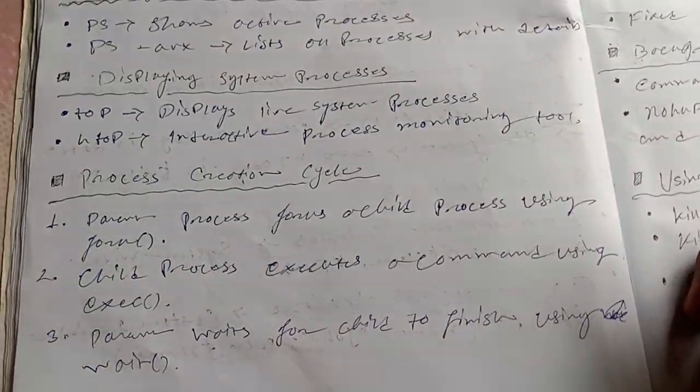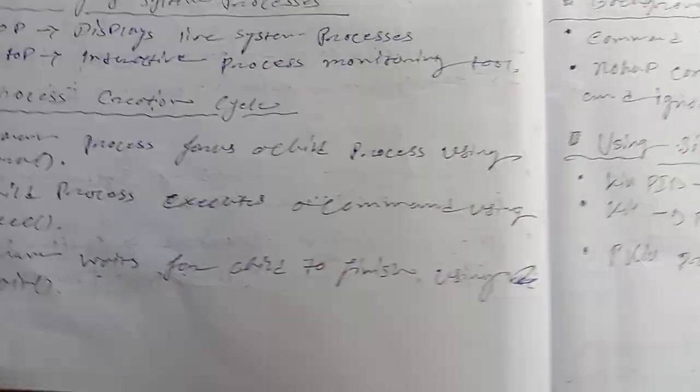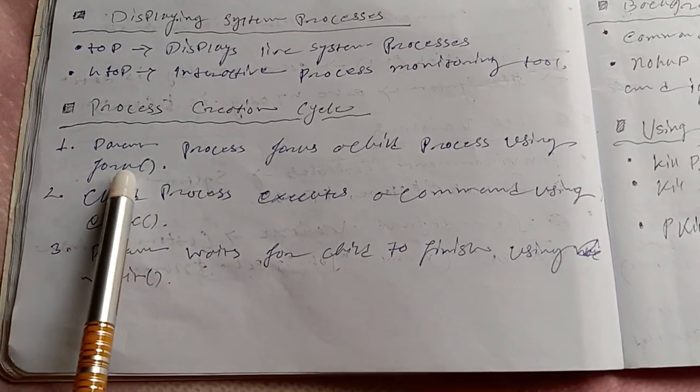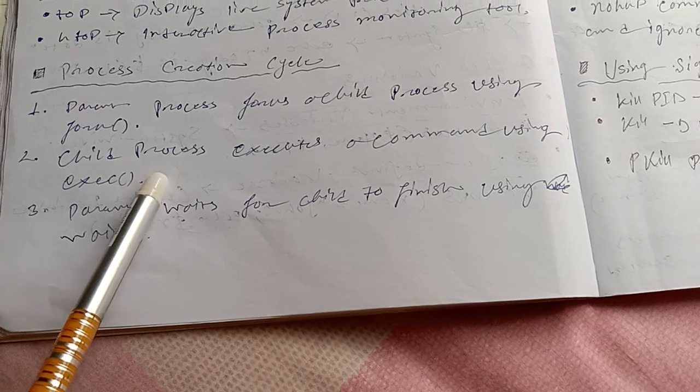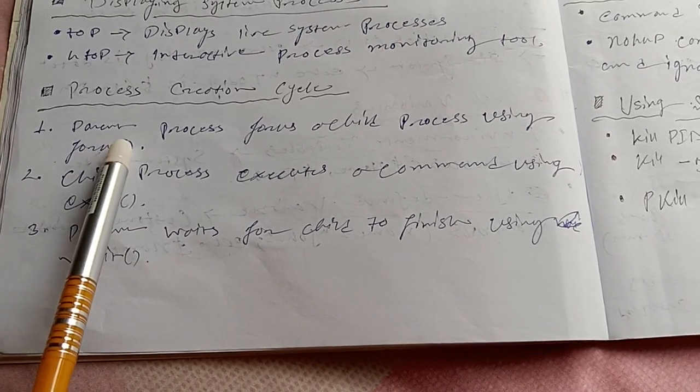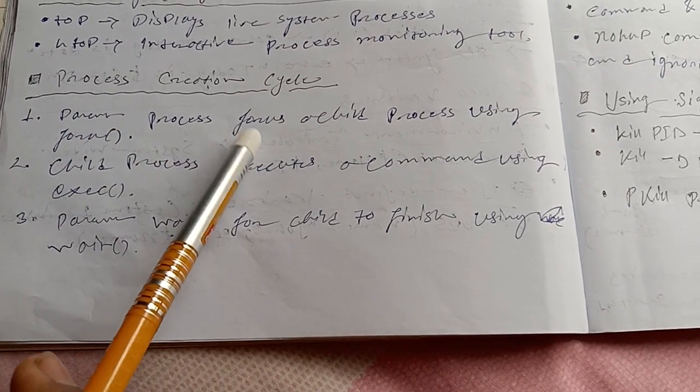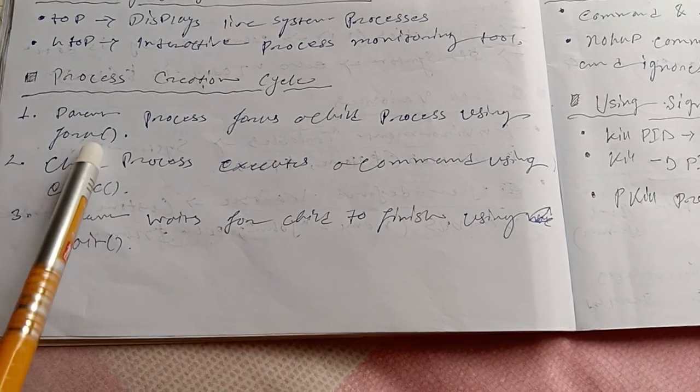What is the process creation cycle? It is one of the important questions. It may come in your college and university exams. The process creation cycle includes three steps. First step is the parent process. It forks a child process using the fork command.